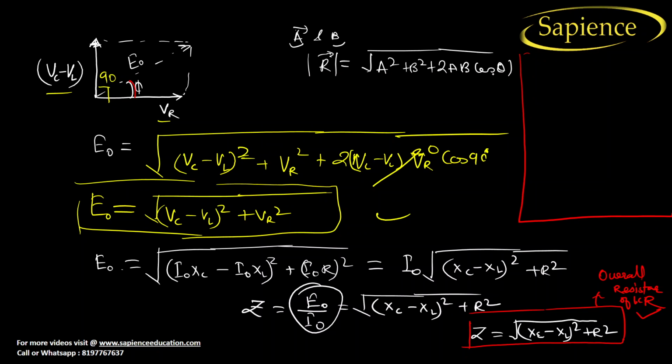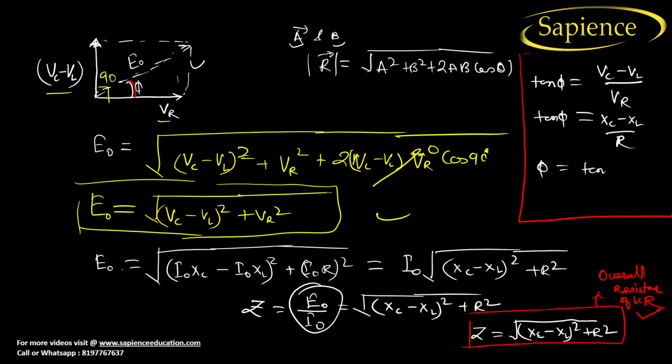Can we write here tan phi? If you observe this triangle, tan phi is equal to perpendicular by base. So this is equal to Vc minus VL divided by VR. If you take out common, similar to the current, you will get tan phi is equal to Xc minus XL by R. From here phi will be equal to tan inverse of Xc minus XL divided by R. So this is the phase difference. Got it? I hope you have understood.